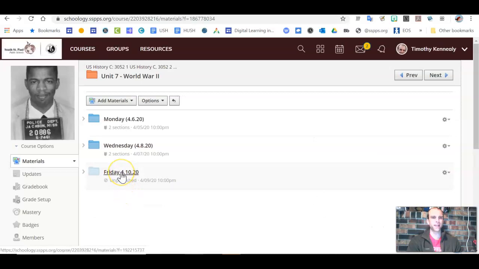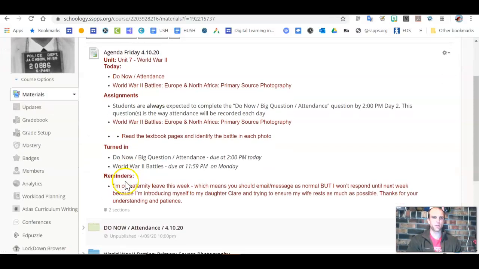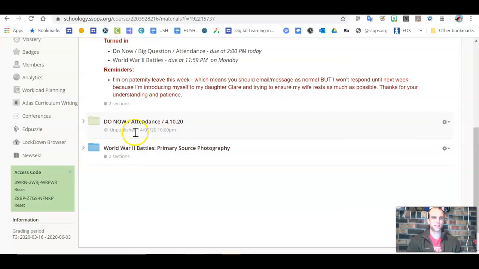I'm going to open the Friday stuff. Thank you so much, folks. I didn't get everything posted the way I wanted to on Wednesday, but people reached out, and so I got that addressed pretty quickly. So the Friday folder has the agenda. Once you open up the Friday folder, you can see that my do nows are going to be published by 10 p.m. on Thursday night, actually trying to give you a little bit extra time.